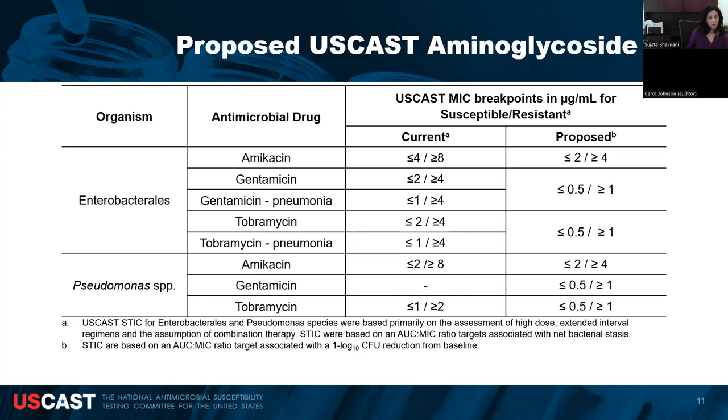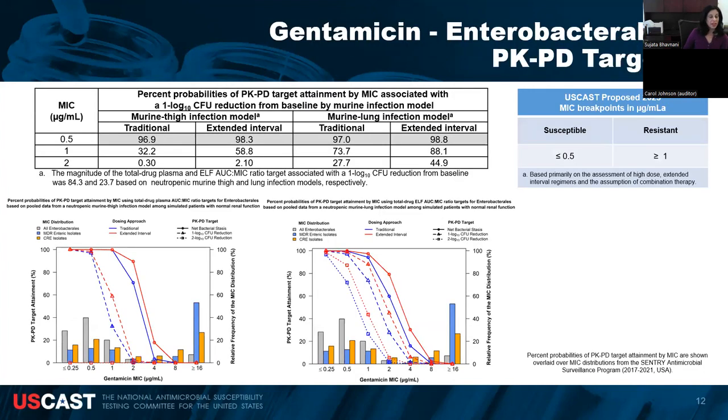So now I want to show you what data supported these specific values that are in this last column. And this is, again, data that we generated that's in that report, but now looking at it through the lens of a 1 log endpoint. So this is first data for gentamicin and Enterobacterales. And what you see in the middle part of this slide is the actual percent probabilities of target attainment by MIC that were associated with that 1 log endpoint by the 2 murine infection models that we had to evaluate: the thigh model and then the lung model. And then this is stratified further by the traditional and the extended interval dosing.